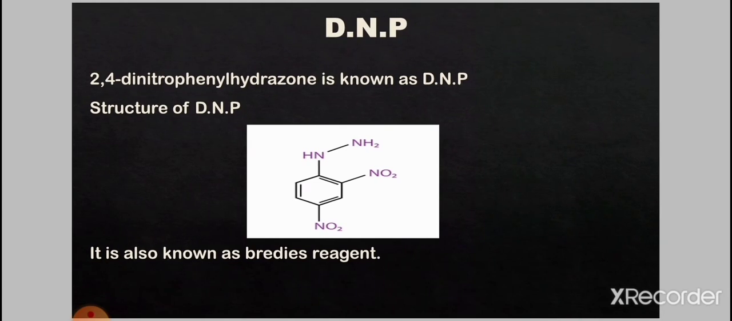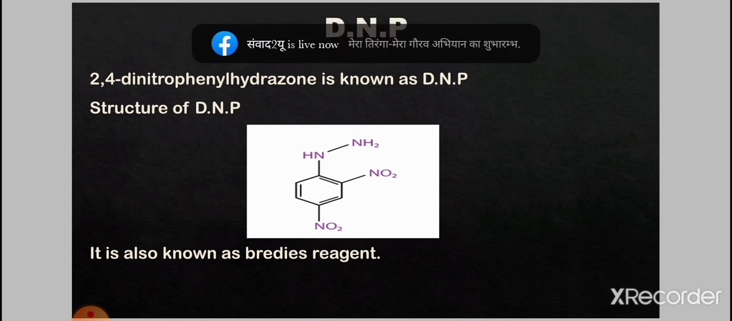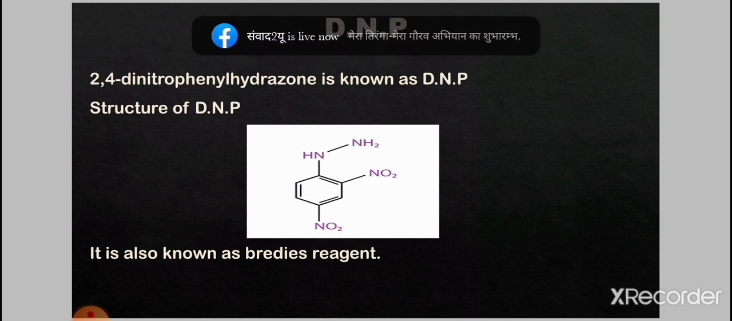Now let us talk about the DNP. 2,4-dinitrophenylhydrazine is known as DNP. What is the structure of DNP? It is visible on the screen. This is the structure of 2,4-DNP. It is also known as Brady's reagent.